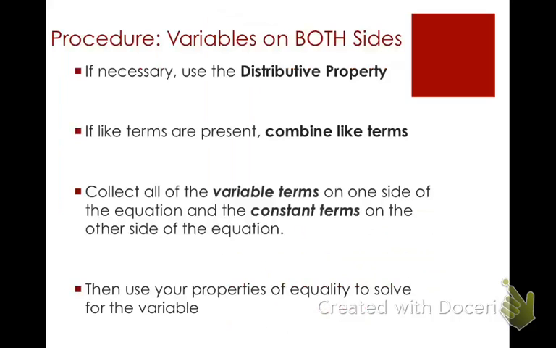The next step is where it gets a little bit different. You're going to have variables on both sides. So that means you have an x, for example, on one side and the other. So before you can solve for x, you have to get it down to just one x to solve for. So you're going to collect all of the variable terms on one side of the equation and the constant terms on the other side of the equation. And then everything follows as normal. So add or subtract first, then multiply or divide.